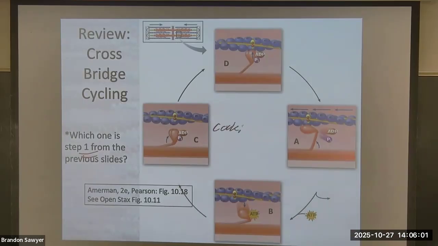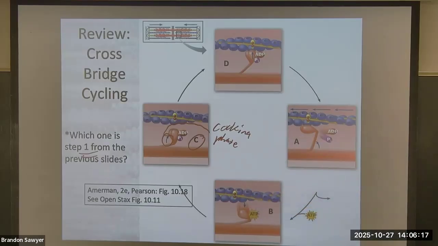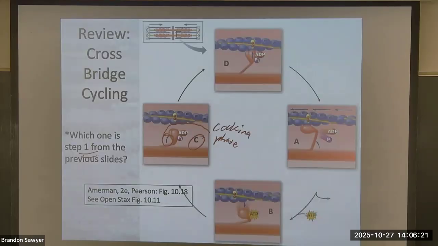So cocking phase right there. That's where we're using the energy from ATP. So yeah, C is the correct answer there. But we're not seeing it as ATP like we did in step one here. Besides that, it's pretty much the same. That makes sense?